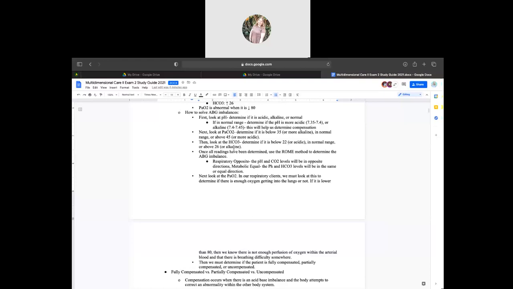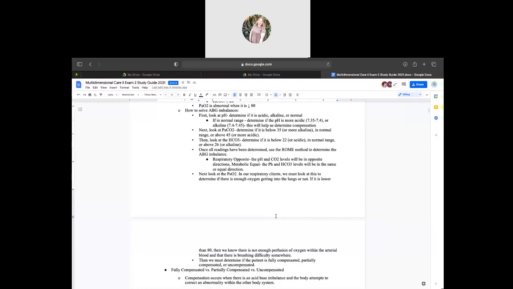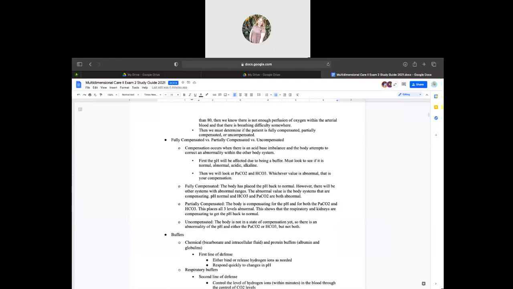After we're done getting all our measurements in, we will now determine if the imbalance is going to be fully compensated, partially compensated, or uncompensated. This part can be a little challenging, but if you look at it this way, it can be a little bit easier to determine. Compensation occurs when there is an acid-base imbalance and the body attempts to correct an abnormality within the other body system. Remember, your pH is going to be affected first. That is the first buffer that's going to be affected.